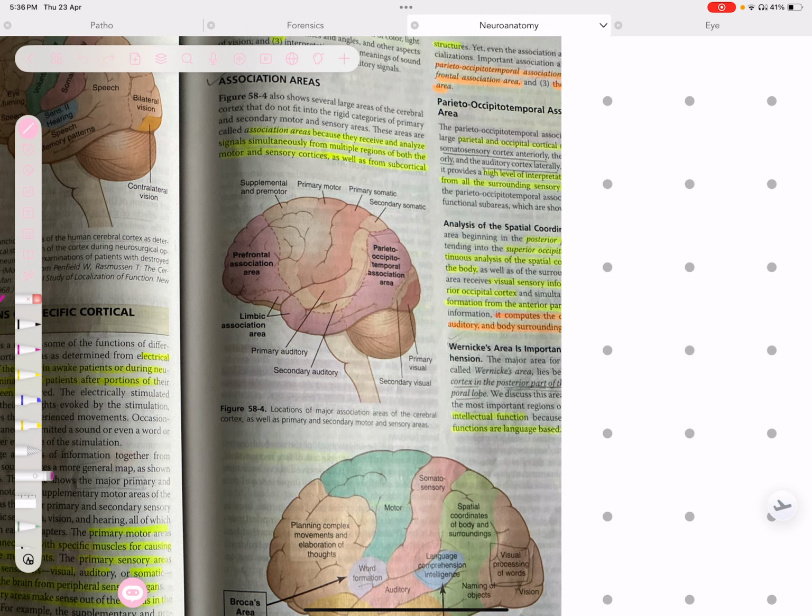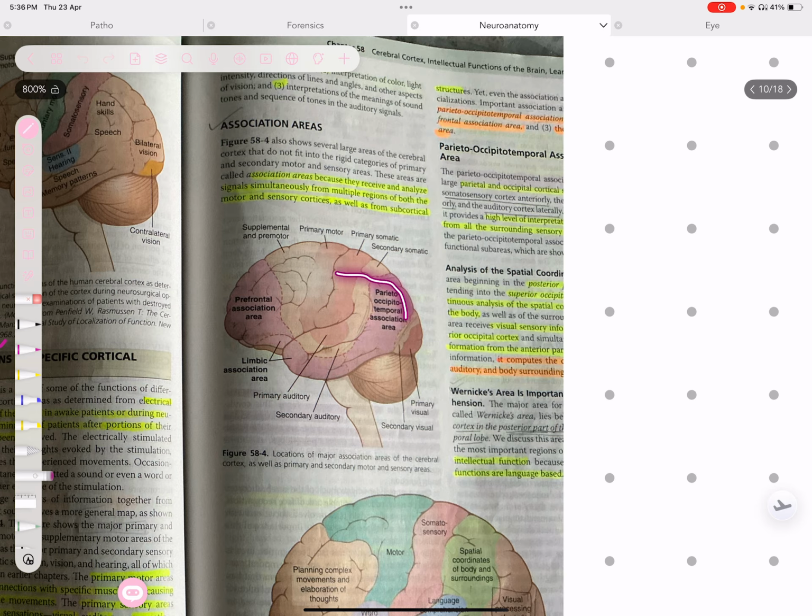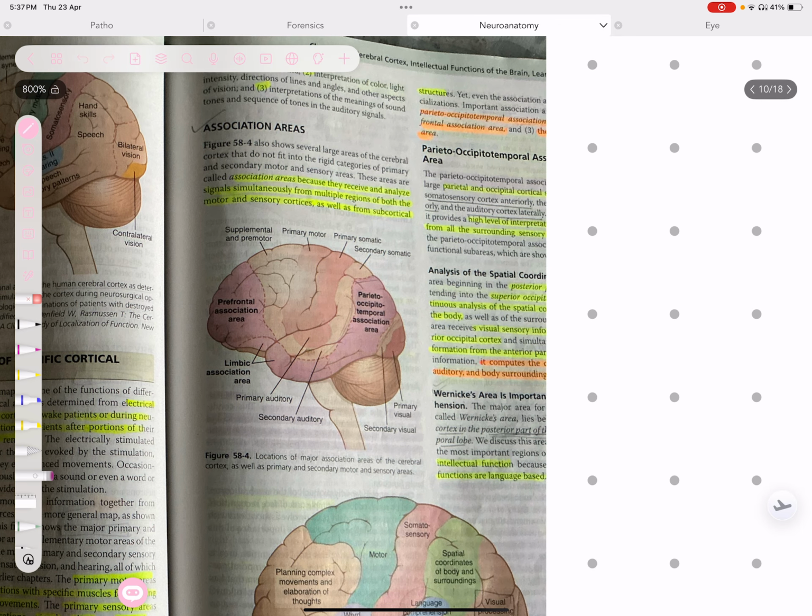Hi everyone, let's continue. So, talking about the parieto-occipito-temporal association area, which is this. Parieto-occipito-temporal association: parietal lobe, temporal lobe, and occipital. That's how you need to memorize the name. And where is this area located?